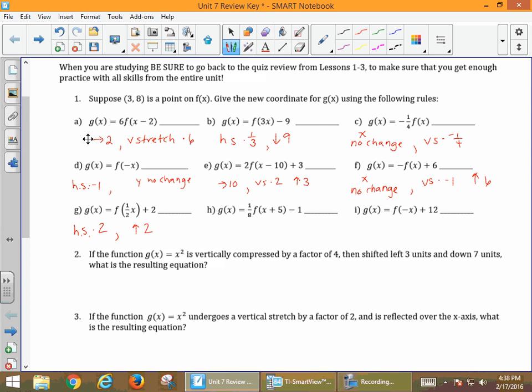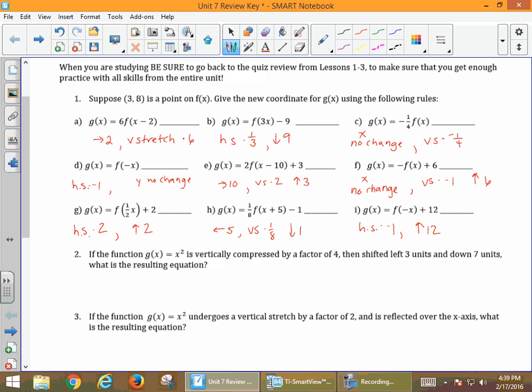Looking at h, inside the parentheses, I have x plus 5, so that tells me left 5, because again, x's are opposite. And for the y coordinate, I have a vertical stretch times 1/8, and then also go down 1, so I'll subtract 1 at the end. And for i, I have the negative on the inside, so that is a horizontal stretch. It's actually just a reflection, though, times -1. And on the outside, the plus 12 tells me that I'm going to go up 12.